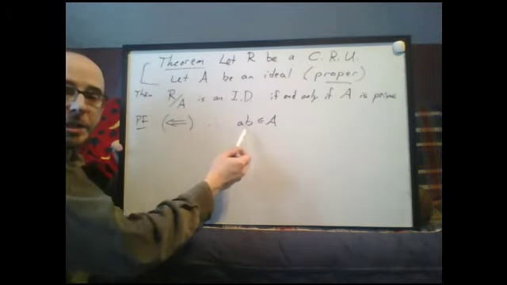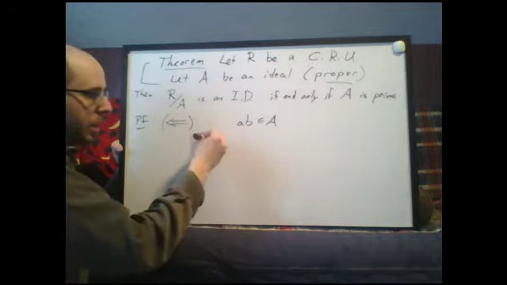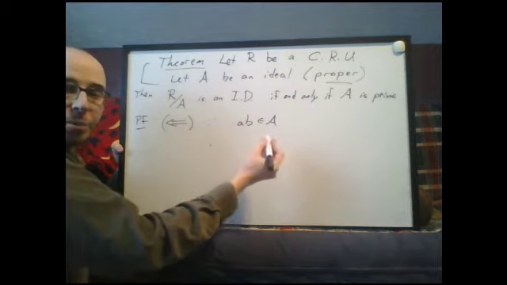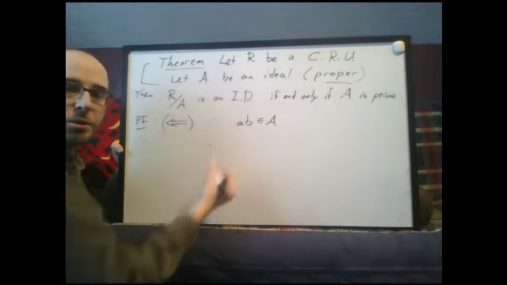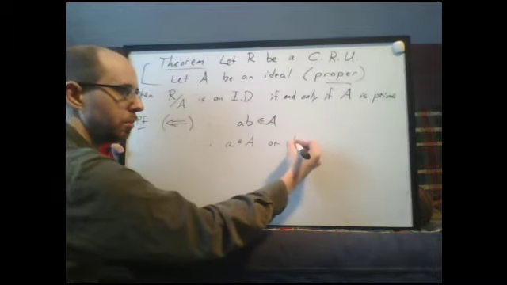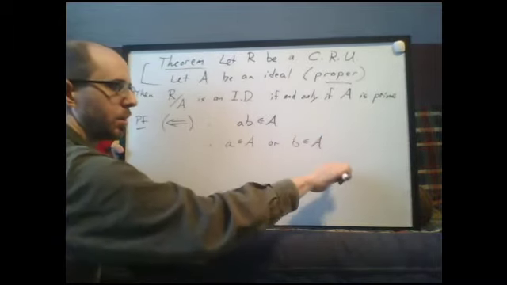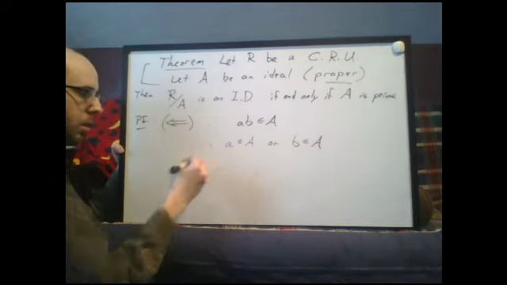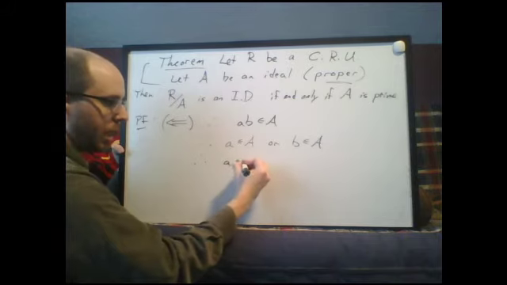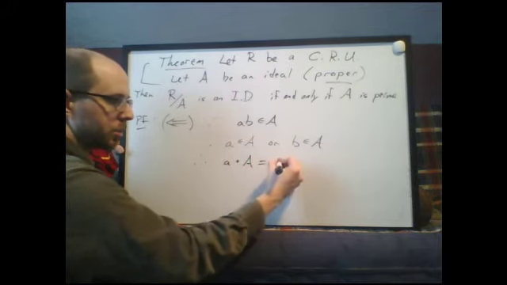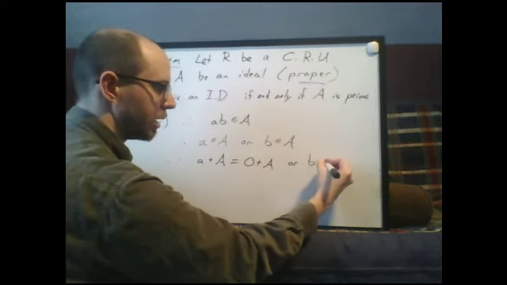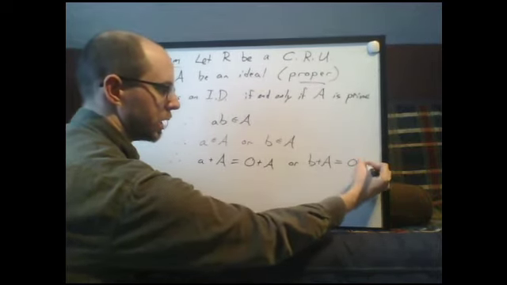All right, but if a times b is an element of capital A, that means since A is prime, we assumed A was prime, that means one of these two elements is already there. So a is an element of capital A, or b is an element of capital A. But that means that a plus A equals 0 plus A, or b plus A equals 0 plus A.